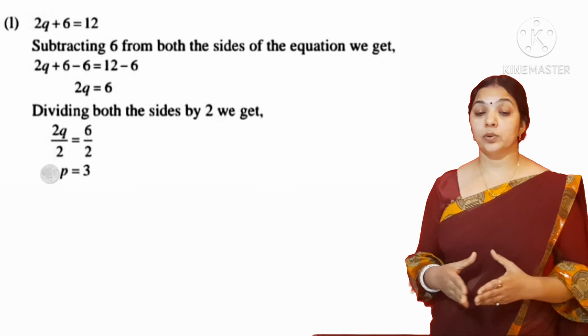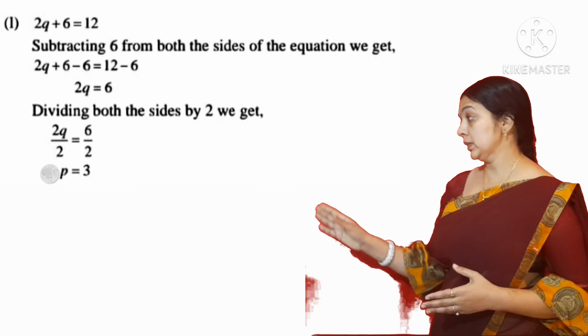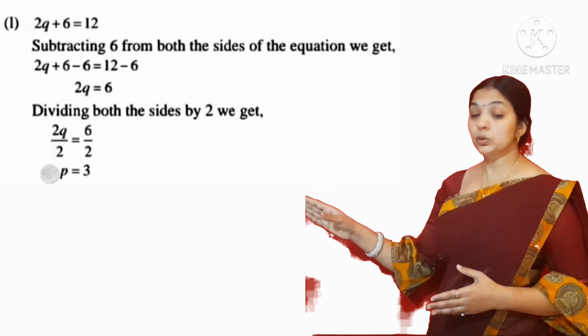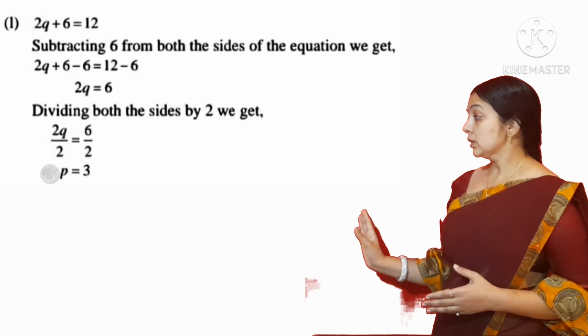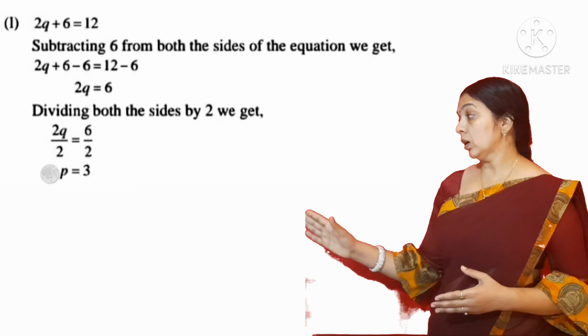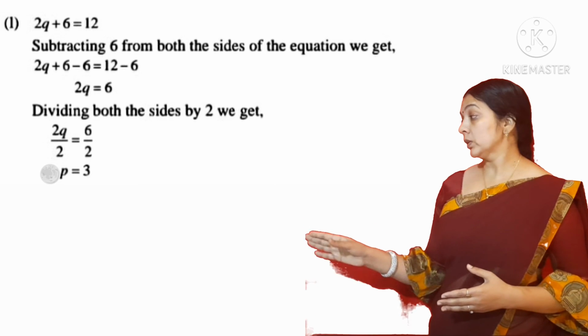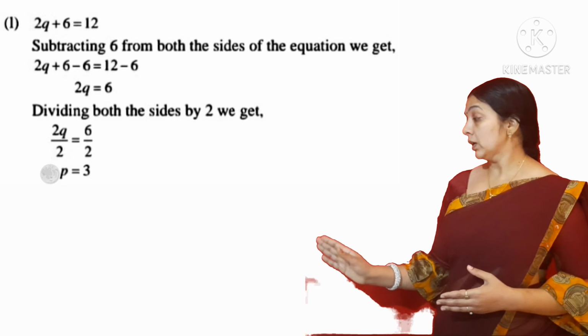2q plus 6 is equal to 12. Now we will subtract 6 from both hand sides. So it would result in 2q is equal to 12 minus 6 is equal to 6. So now we will divide by 2 on both hand sides. So it would result in q is equal to 6 upon 2, that is 3. So the answer is q is equal to 3 for this exercise.